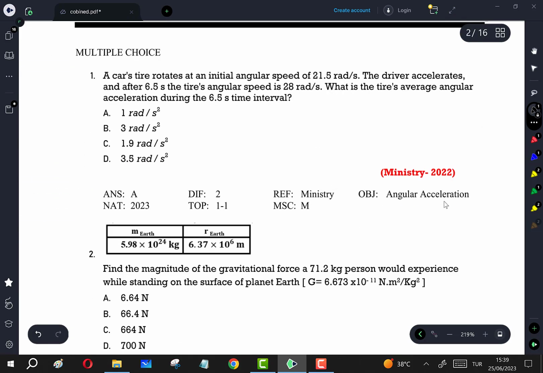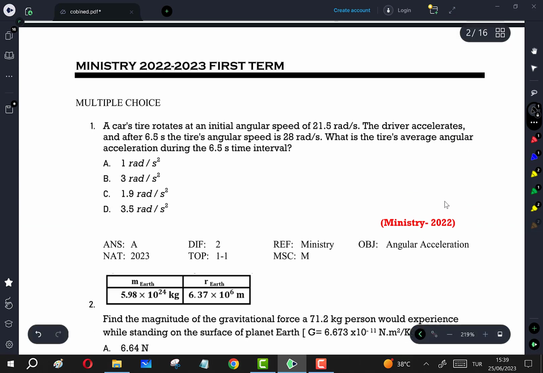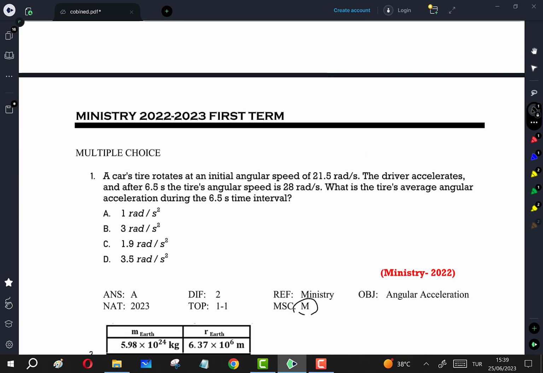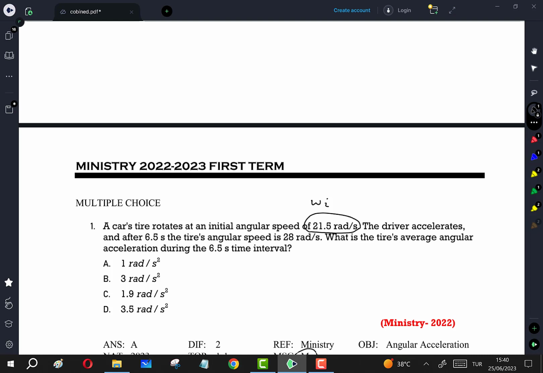Question number 1 is, in fact, a modified question. This question was asked in the ministry before. The same statement, same form, but what is asked has changed. In previous years, maybe they asked delta t, but this time they give delta t and ask for the average angular acceleration. A car tire rotates at an initial angular speed of 21.5 radian per second, which is omega initial. A driver accelerates, and after 6.5 seconds, which is delta t, the tire's angular speed becomes 28.